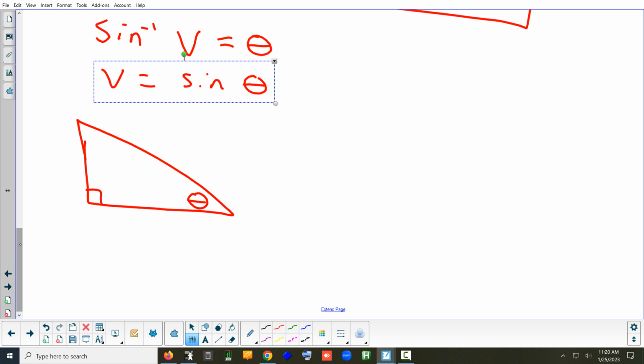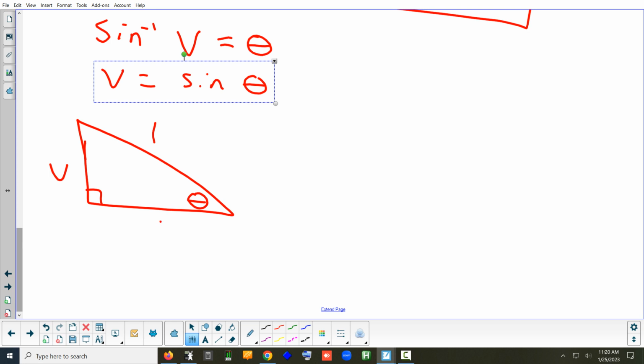V and 1. Which one would be V? Opposite. Now, that's not the only way you could do it. You could do 2V and 2, or 5V and 5. You just have to make it so when you divide the opposite by the hypotenuse, you get V. The best way to do it is usually with a number and a 1.